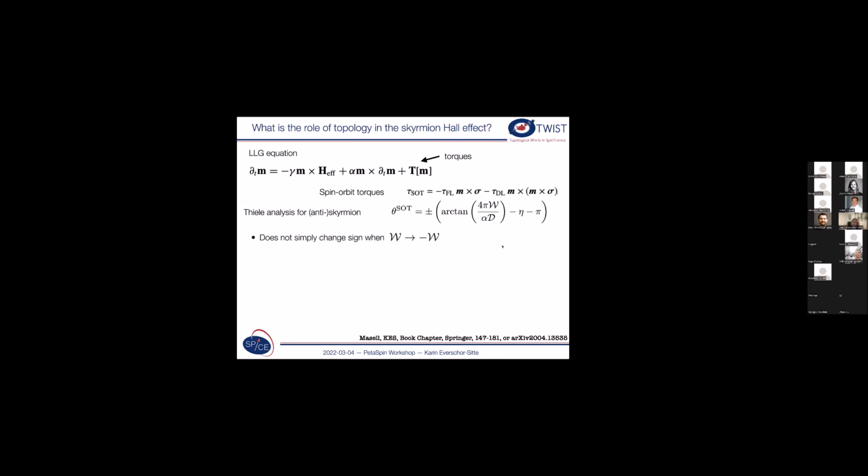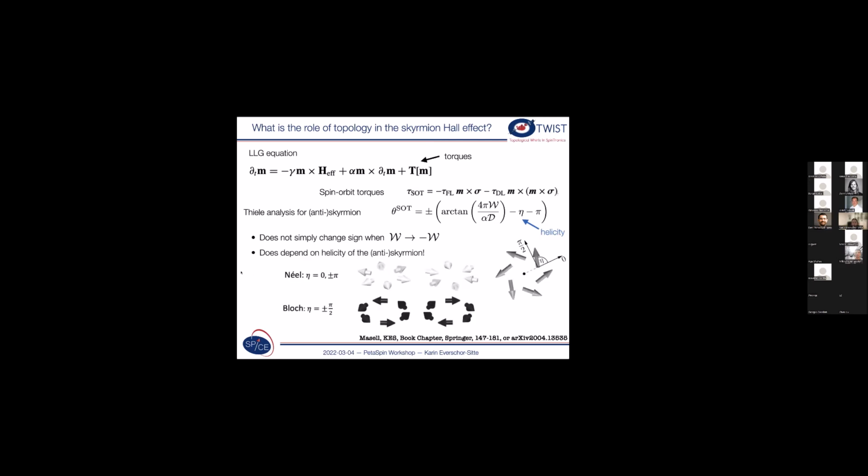So first of all, it does not simply change the sign when we put the winding number to minus the winding number. Second, there is this eta here, which is actually the helicity of the Skyrmion. So it does depend explicitly on the helicity of the Skyrmion. Let me just remind you about helicity. Helicity is this in-plane angle. In our choice of coordinates, it's 0 or pi for a Néel Skyrmion, and plus or minus pi half for a Bloch Skyrmion. And anything else in between can, of course, also happen.